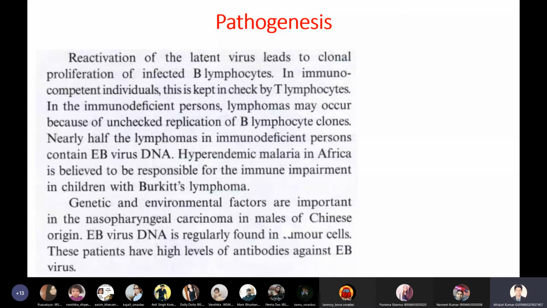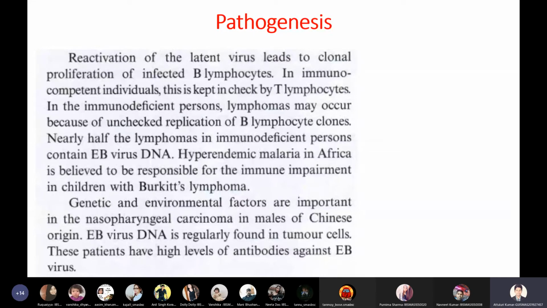Okay, so this virus caused a hyperendemic in Africa. So that is all about this virus. It will cause Burkitt's lymphoma, nasopharyngeal carcinoma, and also this particular condition called infectious mononucleosis. So that is all about the pathogenesis of Epstein-Barr virus.